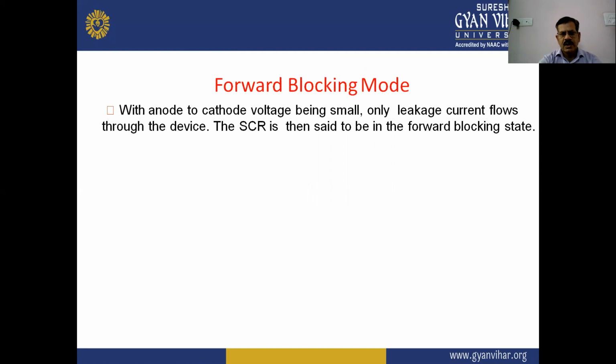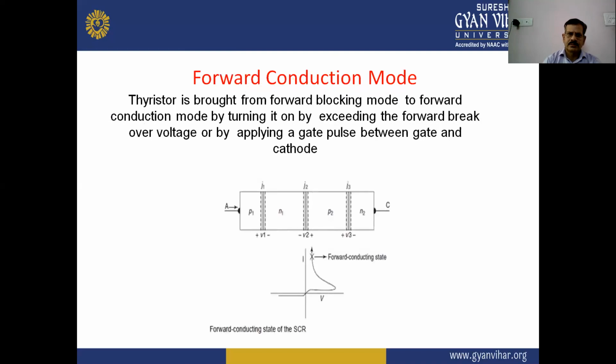What is the forward blocking mode in the VI characteristics of SCR? With the anode to cathode voltage being small, only leakage current flows through the device, and the SCR is then said to be in the forward blocking state. And in forward conduction mode, the thyristor is brought from forward blocking mode to forward conduction mode by turning it on, either by exceeding the forward breakover voltage or by applying a gate pulse between gate and cathode. So these are the two techniques to turn on the thyristor.